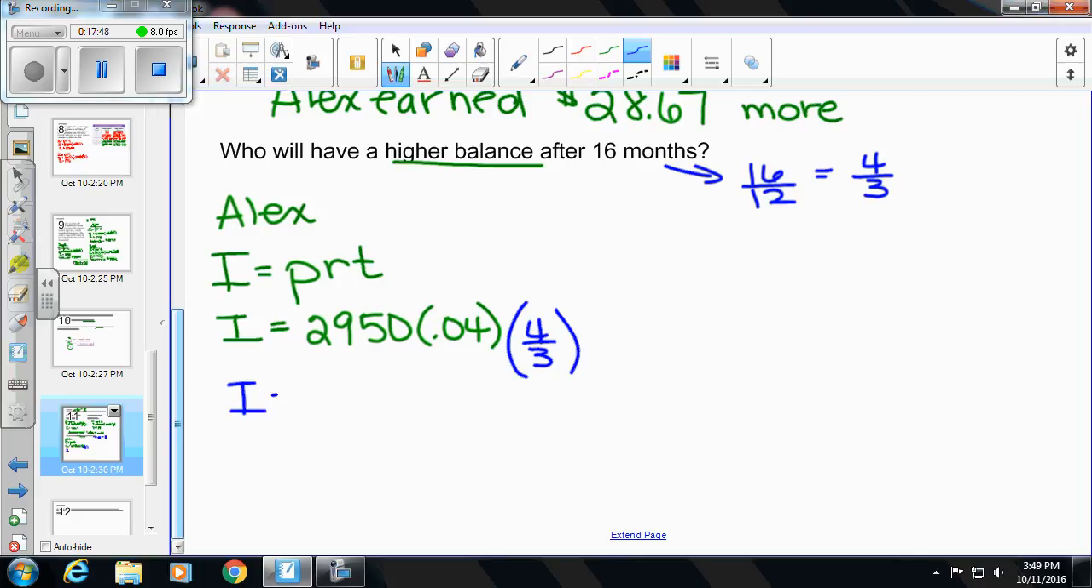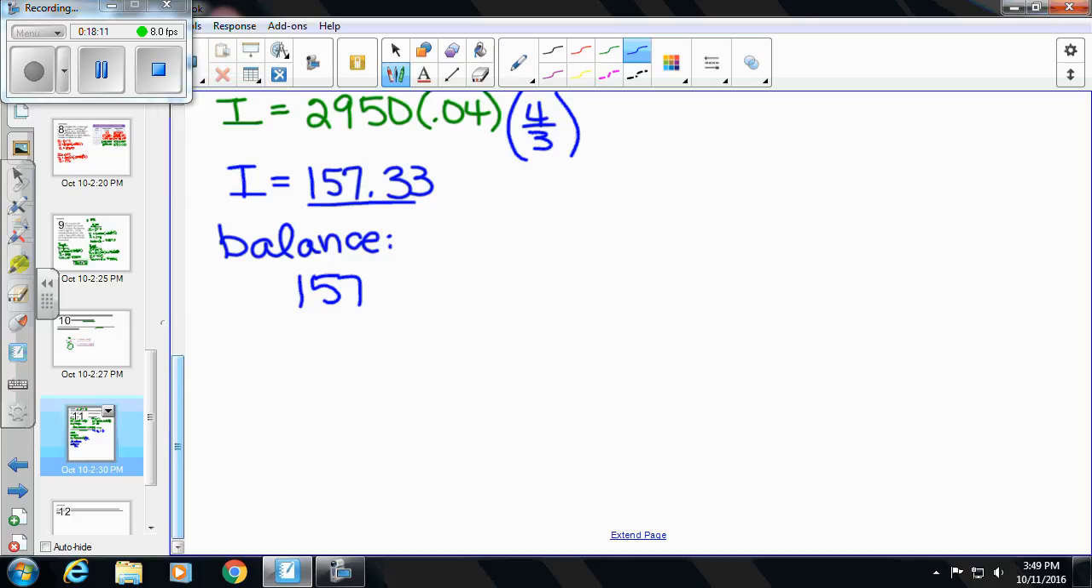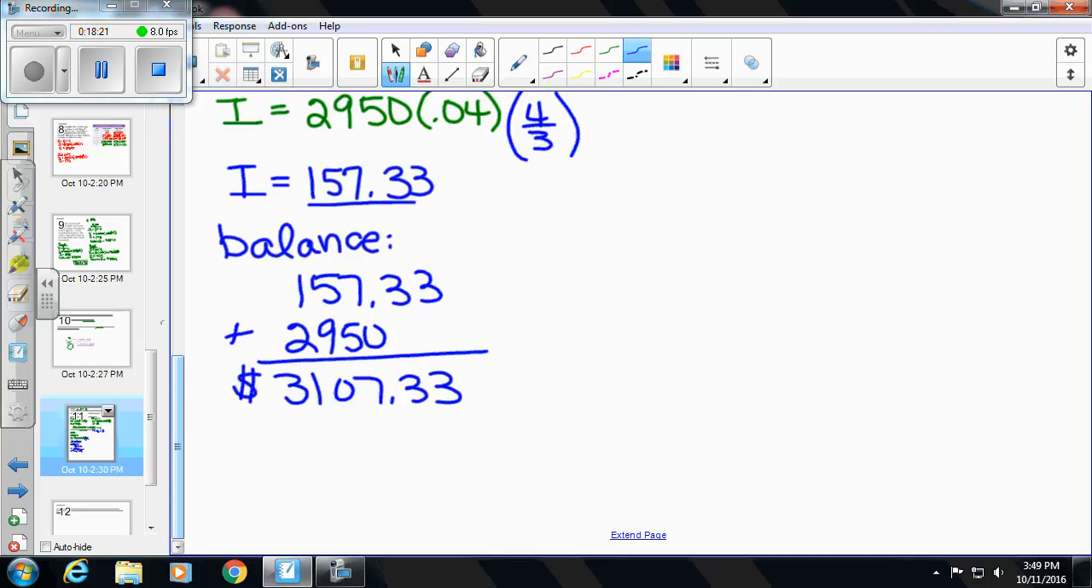So when I do a little bit of calculating, the interest is $157.33. So the balance is $157.33 plus the original principal of $2,950. So let's extend this, we'll write it out. Gives me $3,107.33. Looking pretty good for Alex after 16 months.